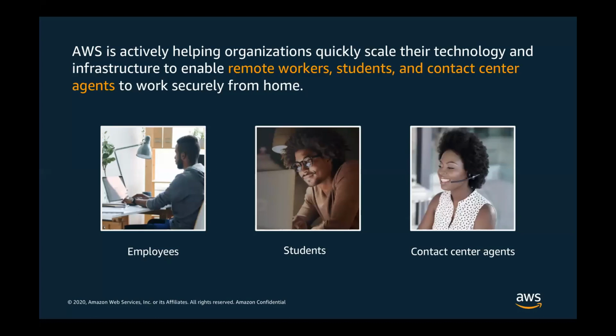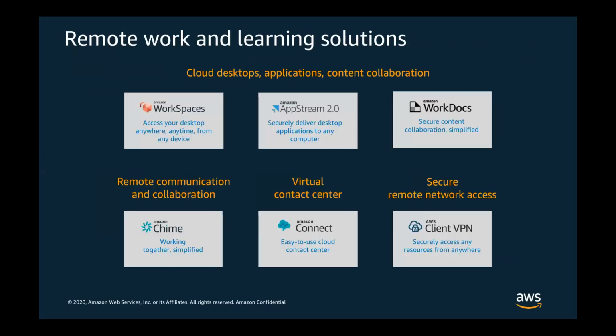So if you are thinking about ways to respond to increased demand for the mission and the services that you provide, you may need to think about the opportunity to expand your contact center presence, even for a short period of time, but be able to scale your communication capabilities. These are the services and solutions that AWS is providing and helping customers implement. And a little more about some of these services and capabilities. We'll focus a lot today on the cloud desktop and application and content collaboration areas of our solutions, but we do offer a range of services, including remote collaboration and communication, virtual contact center, and secure remote network access.